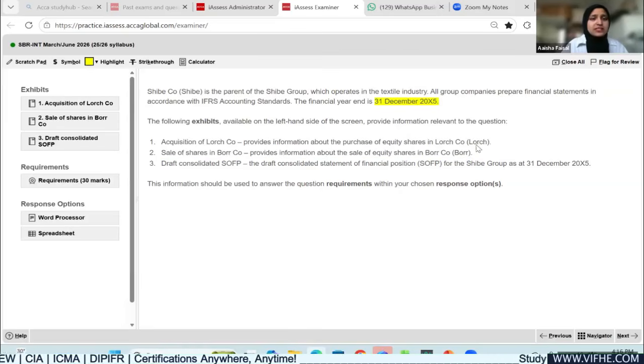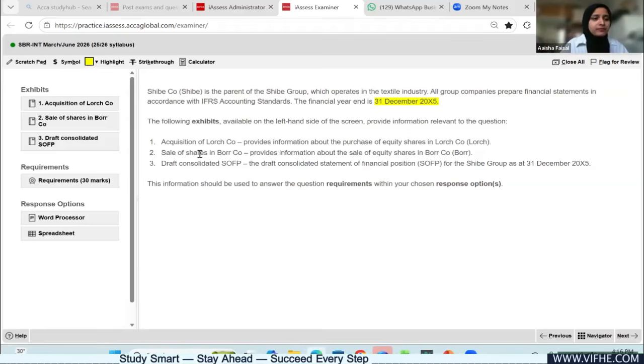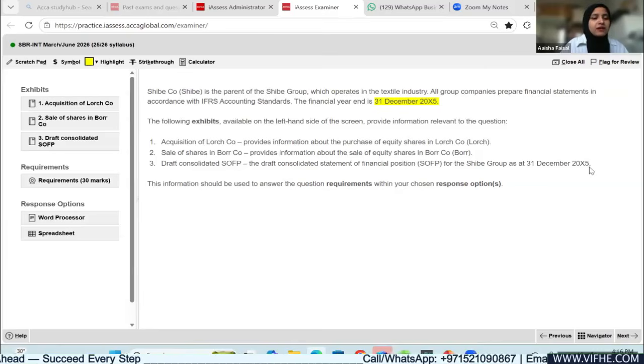Great. So we will also learn a disposal scenario. And by the way, if time permits, once I'm done with this question, I'll take two disposal scenarios, like how I did the acquisition scenarios yesterday, post this question. Then there is the draft consolidated statement of financial position for Shibe Group as at 31st December 20x5. This information should be used to answer the question requirements within the chosen response options.